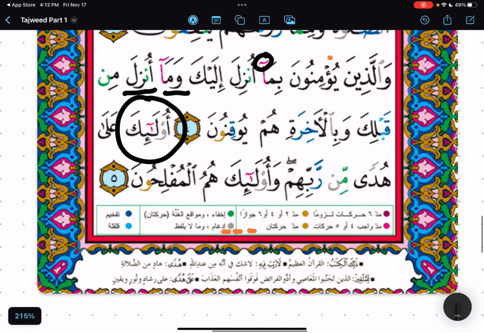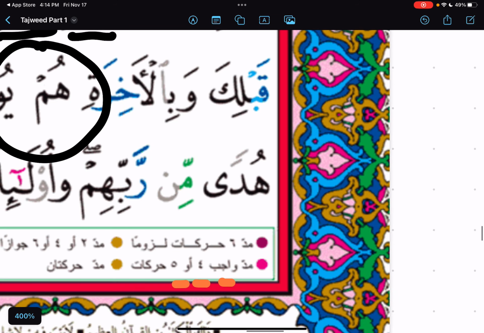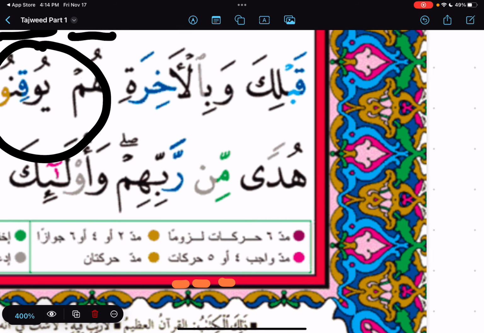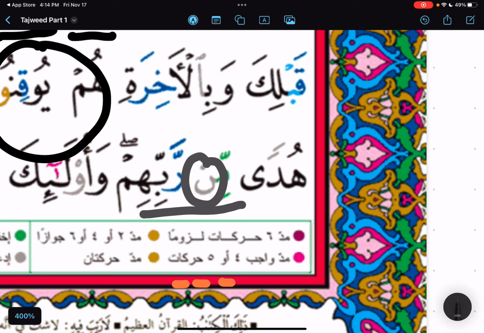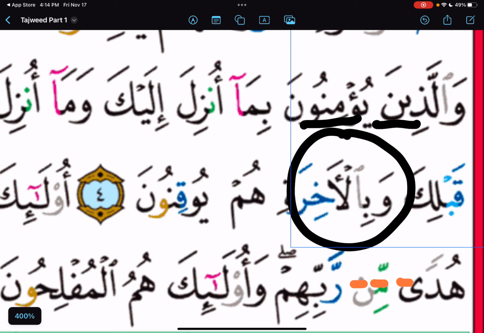An example of this is min rabbihim, for example here. You don't pronounce the noon; you say min rabbihim. So you basically connect the meem and the ra, and you discount that noon. So those are the 7 colors that I wanted to go through.